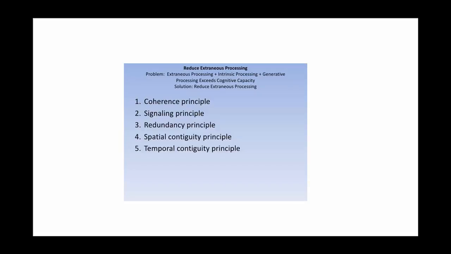In multimedia instruction design, there are 5 principles that can help us to reduce extraneous processing. Number 1 is coherence principle. Number 2, signaling principle. Number 3 is redundancy principle. Number 4 is spatial contiguity principle. And number 5, temporal contiguity principle. We will be discussing 3 principles to reduce extraneous processing in this video.